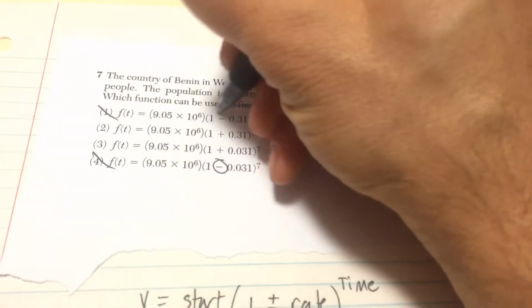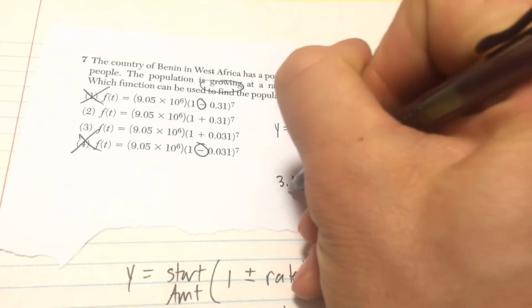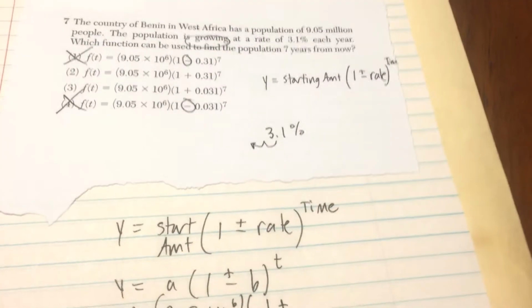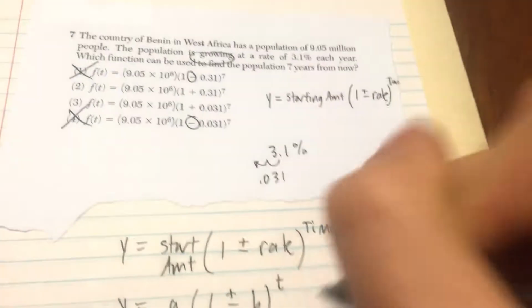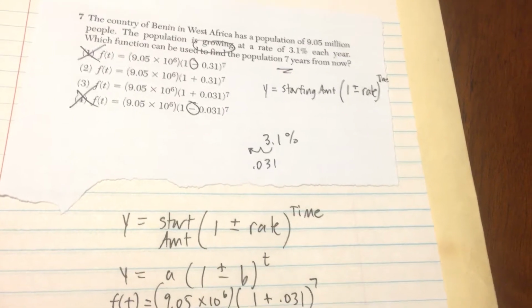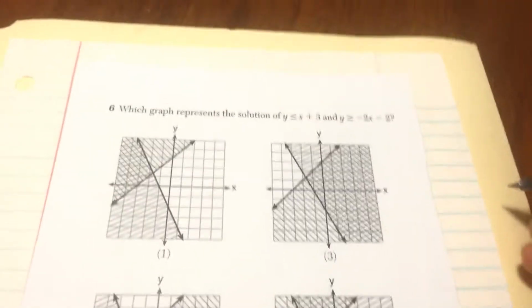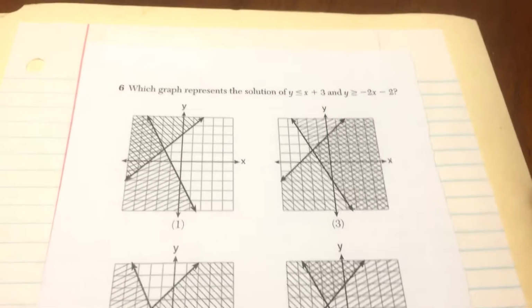The population is growing, so that means we're going to cross off the ones that have these minuses. Okay, we don't want those choices, not choice 1, it's not choice 4. So we're doing 1 plus. Now, the rate is 3.1%. 3.1% as a decimal, we have to move this back 2 places, so you have 0.031. After 7 years, we plug in the 7. Choice number 3. Number 6. Oh, I'm sorry. I did that out of order.